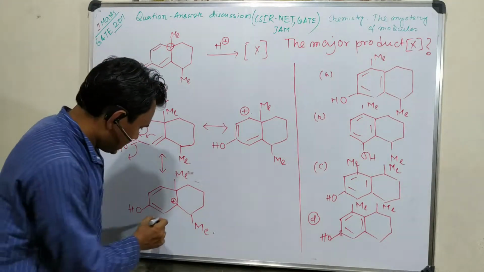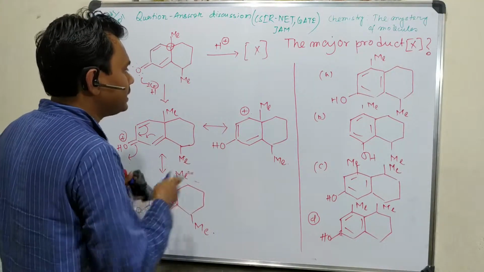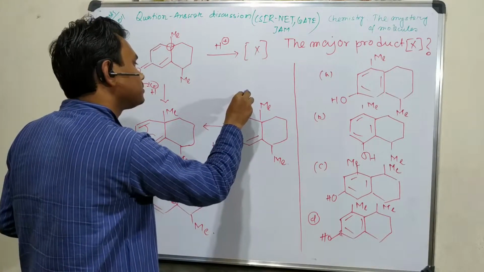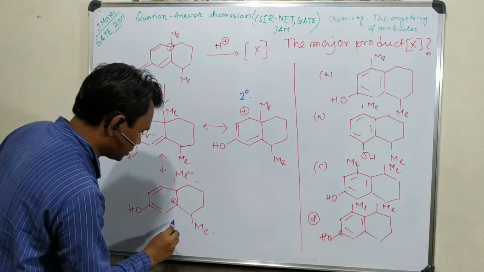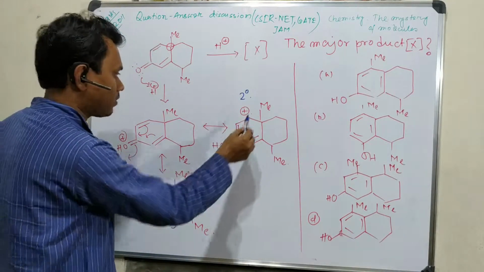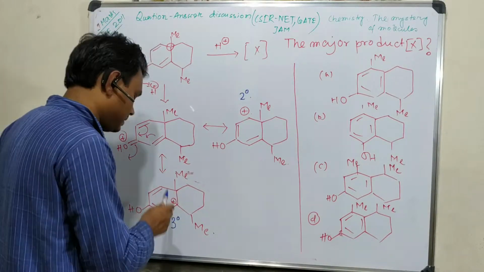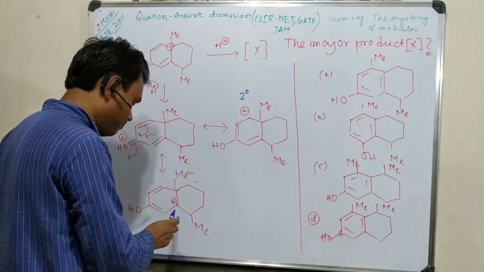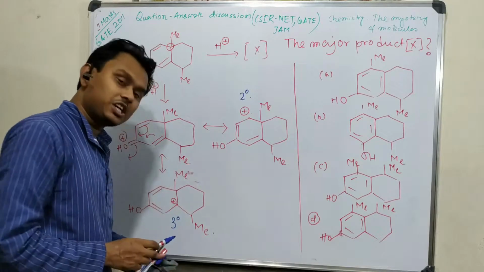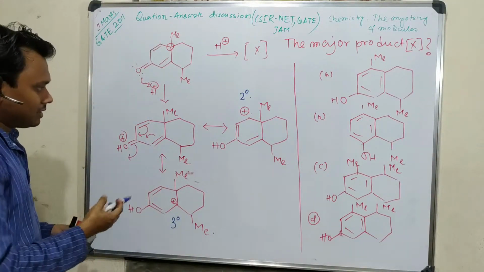Now if you compare the stability of these two, one is a secondary carbocation and the other is a tertiary carbocation. Logically the tertiary one is more stable, so it is expected that in the medium the concentration of this tertiary carbocation will be more. That's true. But what will be the next step?